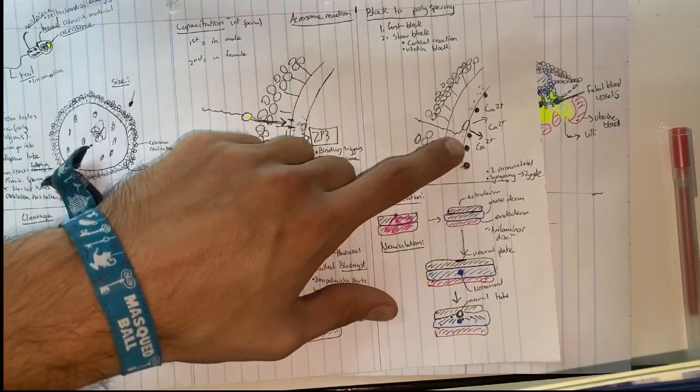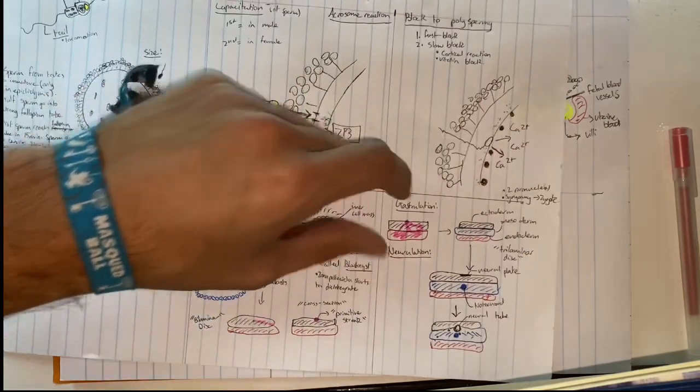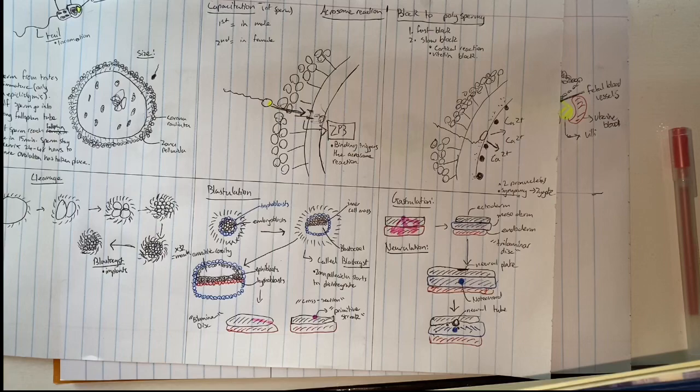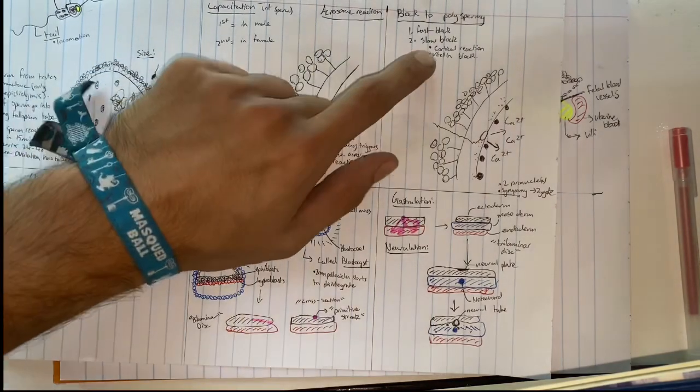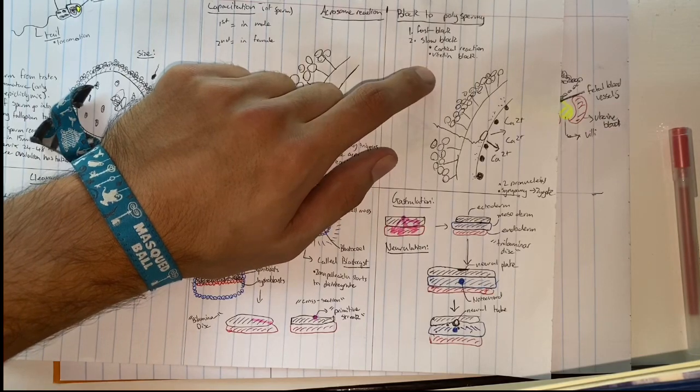basically after fusion over here, the oocyte membrane depolarizes and it allows no other sperm to penetrate the oocyte. The second block to polyspermy is the slow block, and this is due to the cortical reaction and the vitelline block.